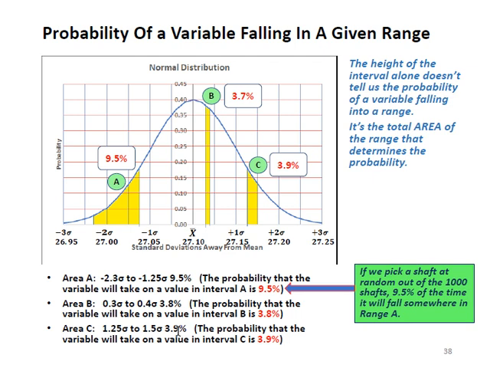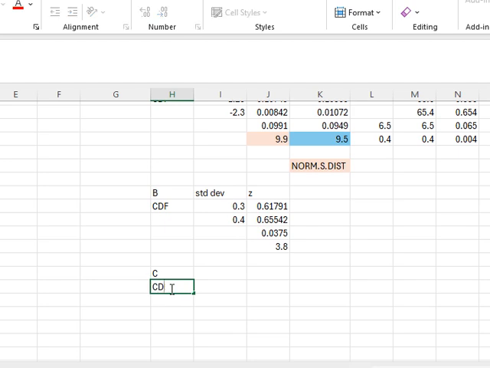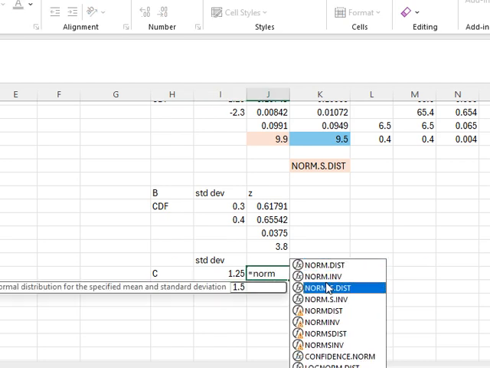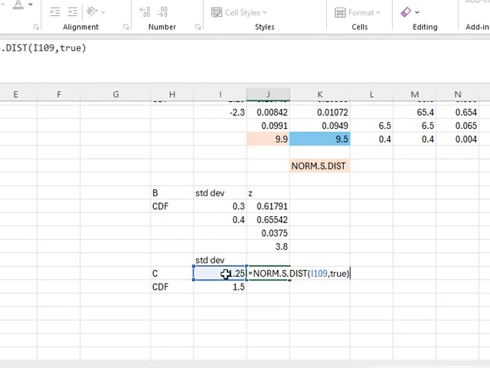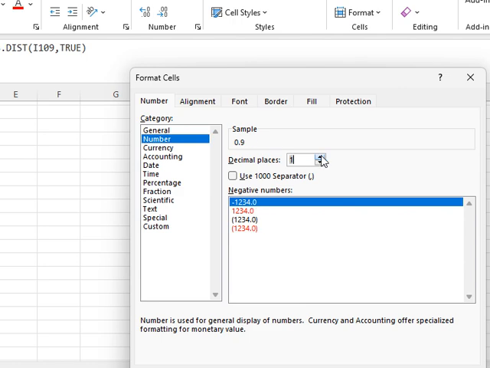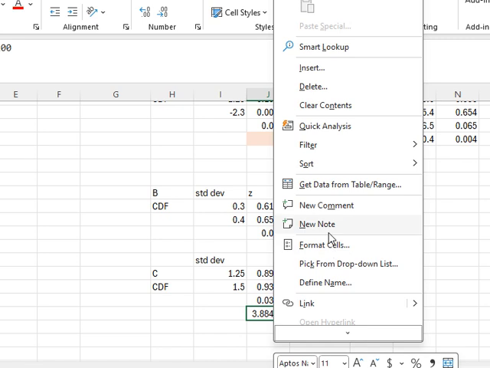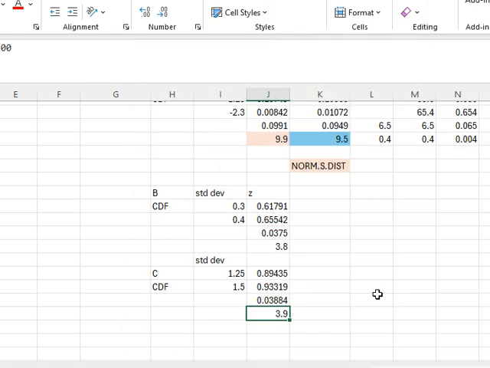So 1.25 and 1.5 for C. Let's do the same thing here, and then TRUE. Then we will calculate that. All right, so we get this. We wanted about 5, so just put 5 here and subtract that, and change that into a percentage, and it should give you that. We change this to 1 decimal, so that's about 3.9.